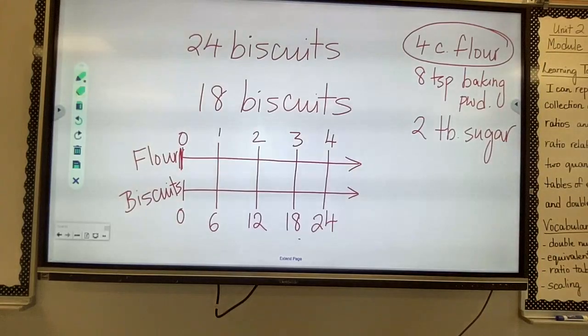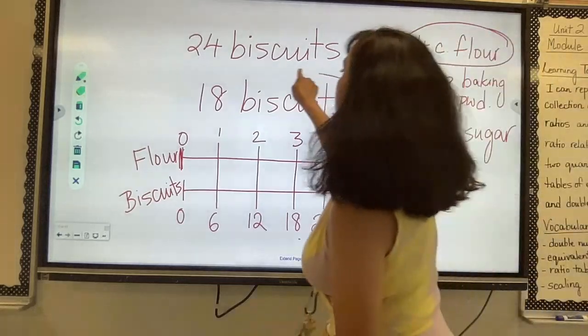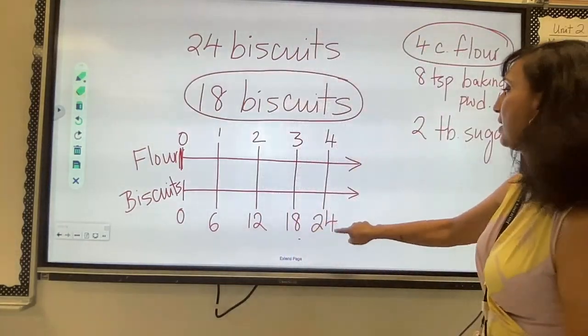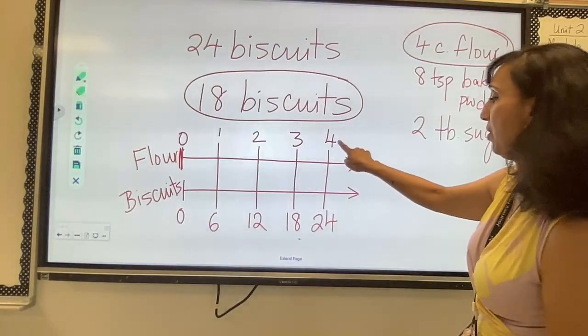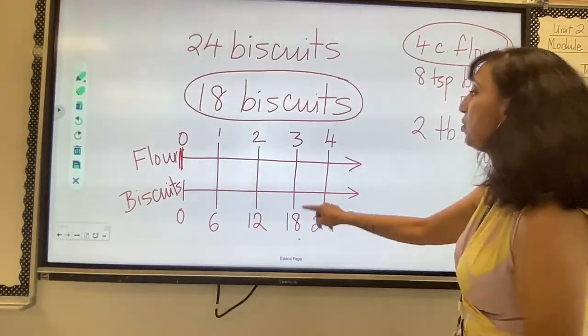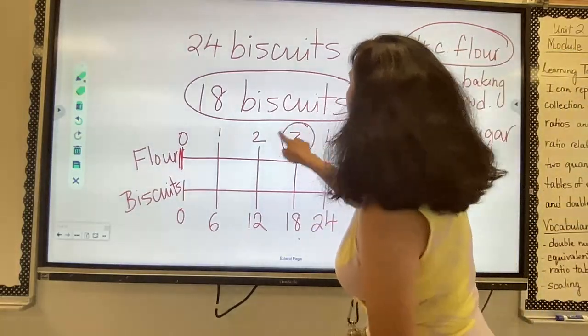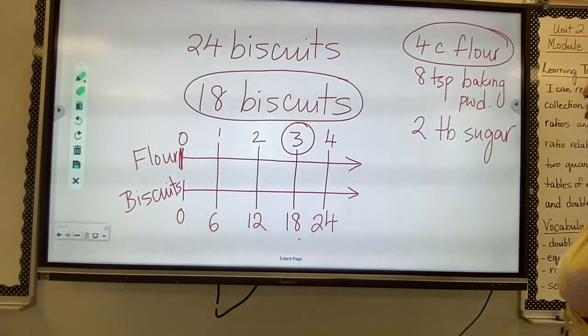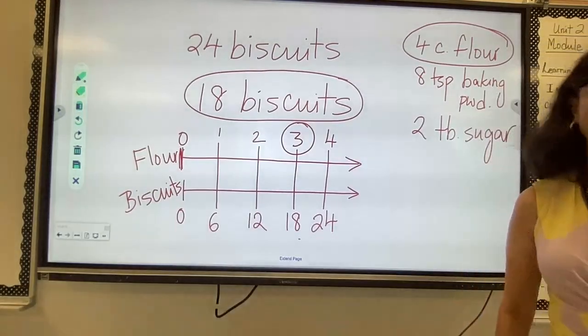And then the top number line that corresponds with 18, because we are trying to see how much for 18 biscuits. So for 24 biscuits, we needed 4 cups of flour. So when I'm looking at 18 biscuits, we need 3 cups of flour. So that's what my answer is going to be in this case. All right. But that is how we use a double number line in order to calculate this.